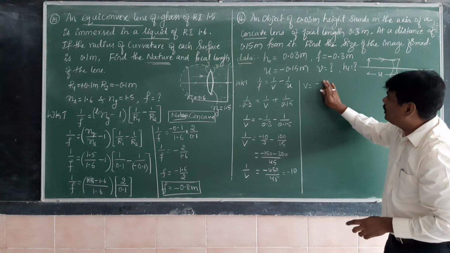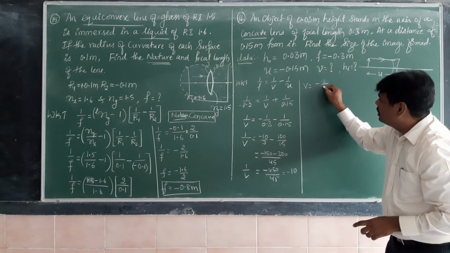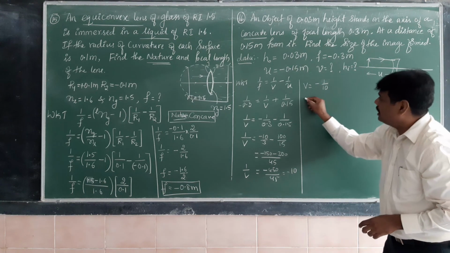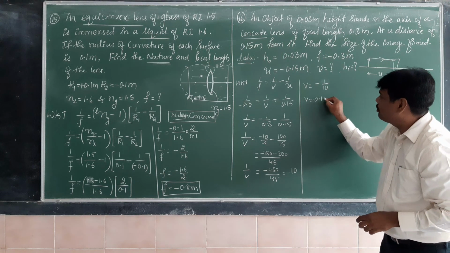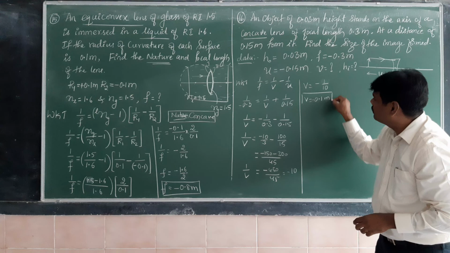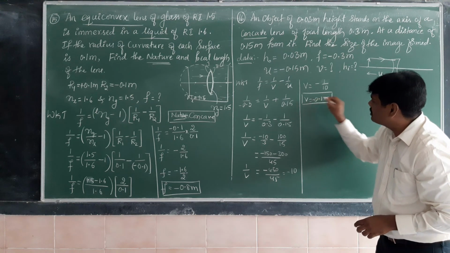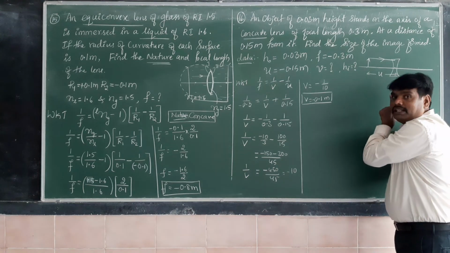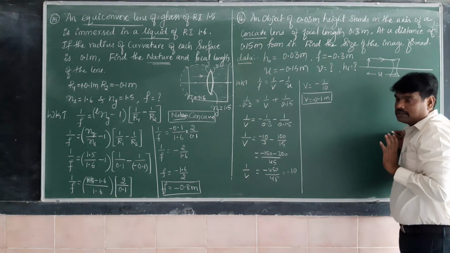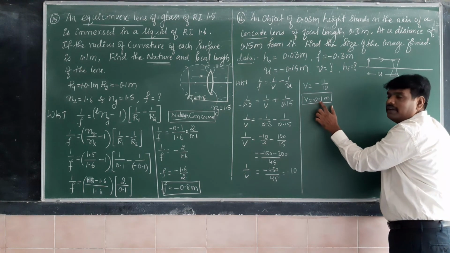Then what about the V value? It is the reciprocal of 1/10. What is the value of 1/10? It is 0.1, so minus 0.1 meter. This is the value of the image distance. We are getting image distance as negative because it is a concave lens, which always produces a virtual image. The virtual image should have a negative sign.